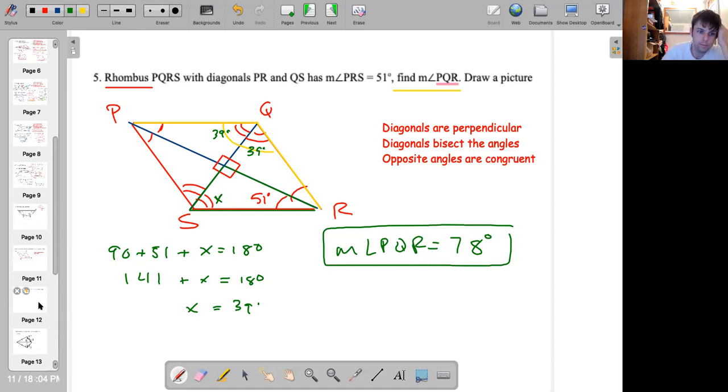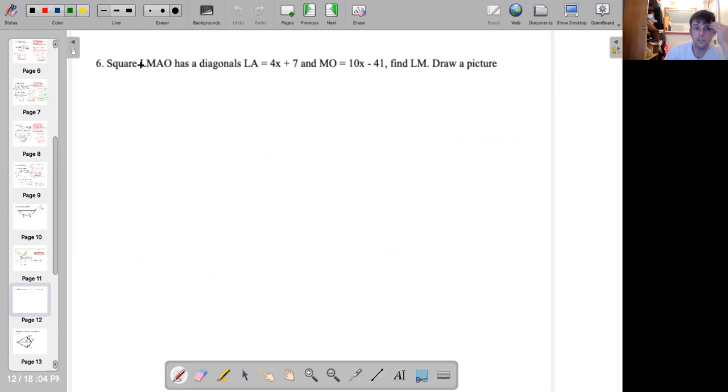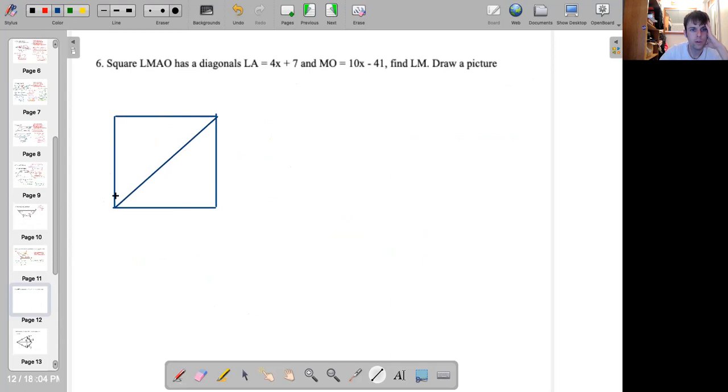Let's move forward. Next one, square LMAO. So let's sketch a square. Square, remember, right angles and all sides the same, so just do your best to make that happen. And we also have some diagonals for a square, so go ahead and do that too. Okay.